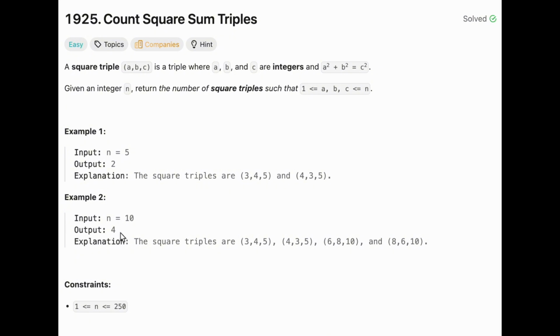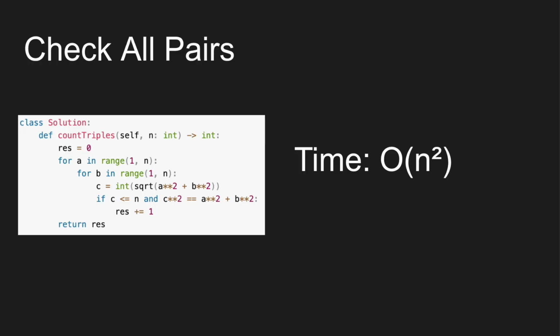So now that we have seen some examples, let's get to how we can solve this problem. One way that we can solve this problem is we can check all the pairs. So we can loop through all the possible variables for a, and then within each a, we can loop through all the possible variables of b. And then we will plug in the formula to find out our c, and we will check if c squared is equal to a squared plus b squared. If it is, we can increment result by 1 and then return result.